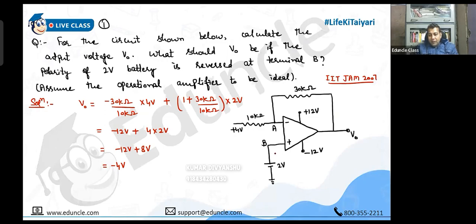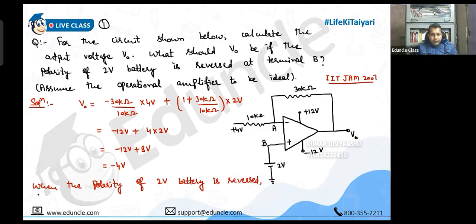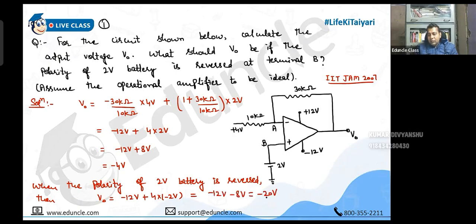Now what will happen if the polarity is reversed? When the polarity is reversed, it will become -2 instead of 2. So -12 will be there for the inverting part, and for the non-inverting it will become... But now my question is, is this possible?